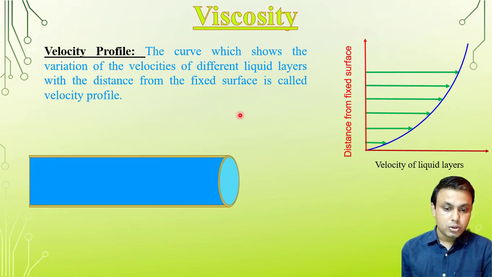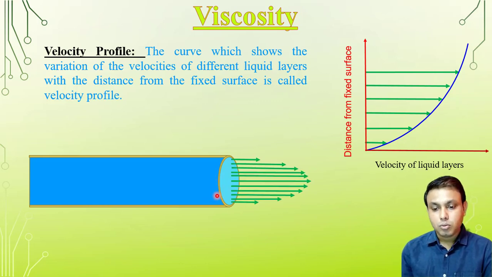Now if we consider the liquid is flowing through a tube. In the earlier case I discussed that the liquid was flowing over a horizontal surface. Now if I consider the liquid flowing through this kind of tube, then the variation of velocity will be like this. At the middle the velocity will be maximum, and if we go radially in the outward direction then the velocity will gradually decrease, and the layer which is in contact with the tube will be stationary. So in this case the velocity profile will be like this.